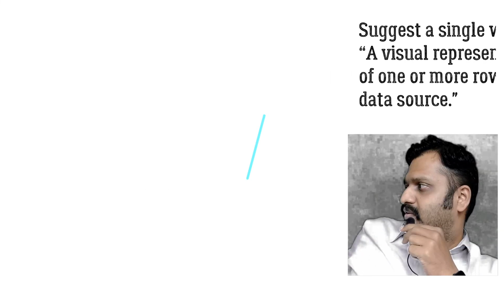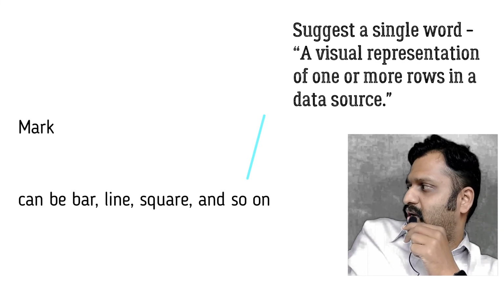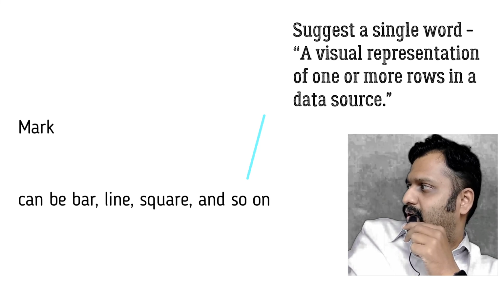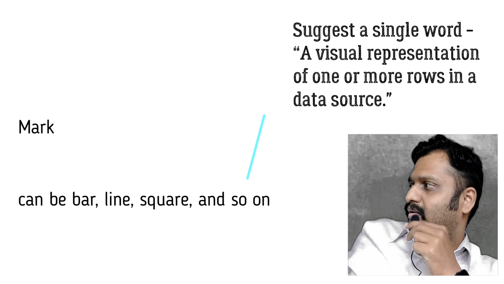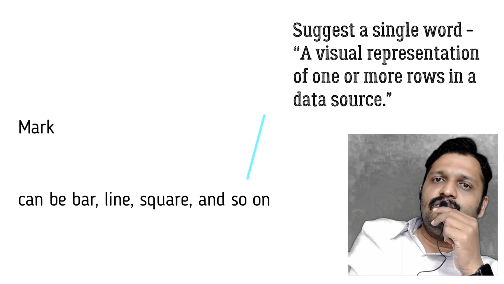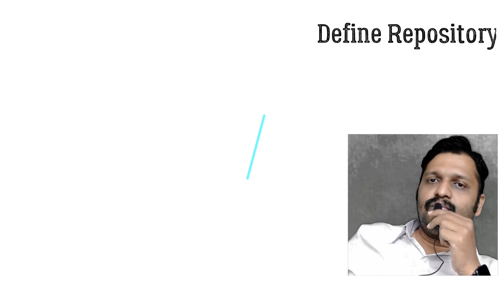Next question: suggest a single word. A visual representation of one or more rows in a data source, that is a mark. It can be a bar, line, square or so on, but the visual representation of one or more rows from a data source is a mark. Next question, define repository.